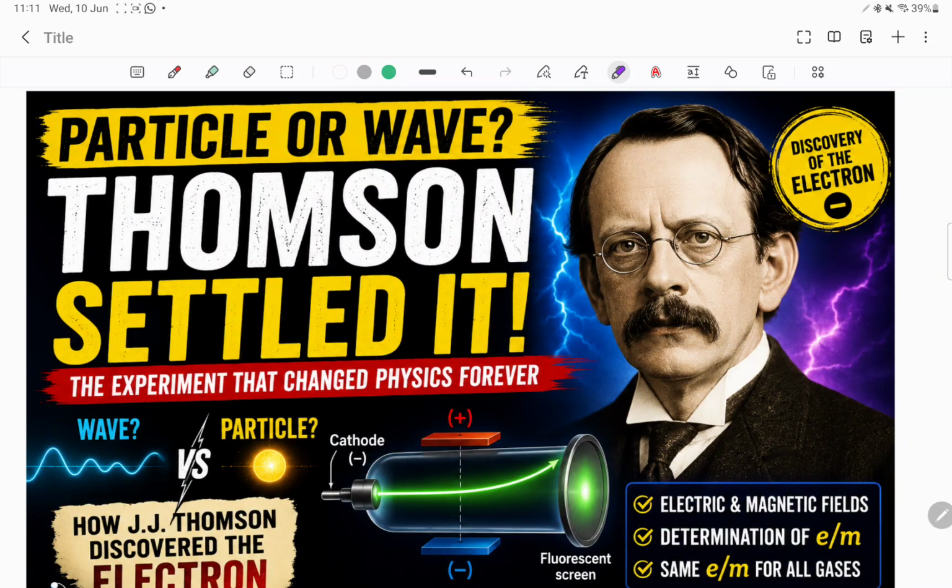Hi everyone. For years, scientists were divided: were cathode rays waves, or were cathode rays particles? Today we will see how J.J. Thomson settled this debate once and for all.